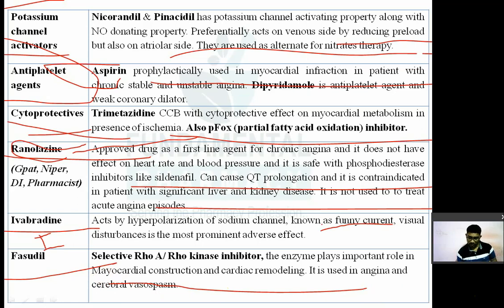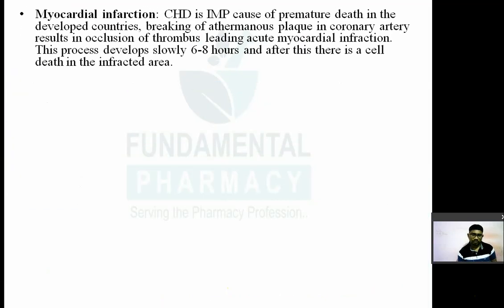So this was regarding the angina. Now, what do you mean by myocardial infarction? When a coronary artery gets blocked due to deposition of a fatty layer, atherosclerosis, or due to some thrombus clot formation, there is occlusion of the artery. That artery supplies blood to a particular area. If there is a blockage, that area will not get proper blood flow and proper oxygen. So that cell will die. That is known as ischemia.